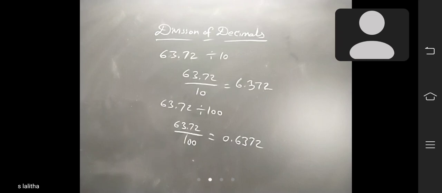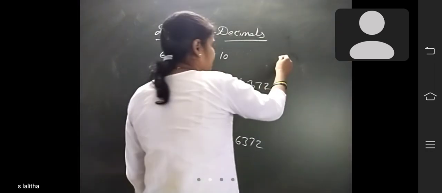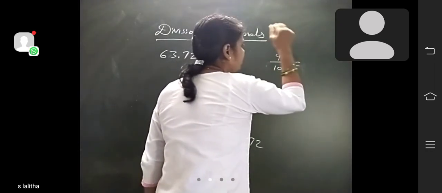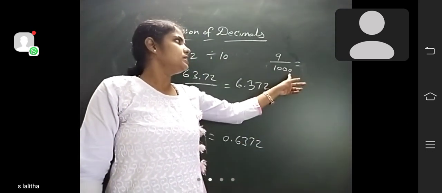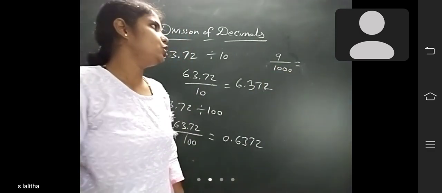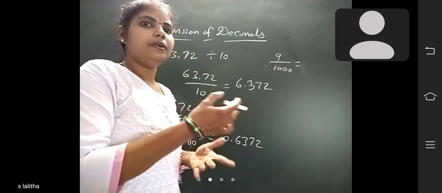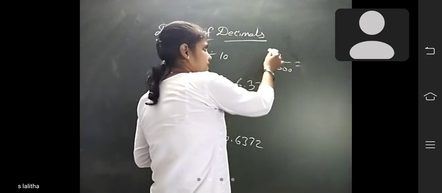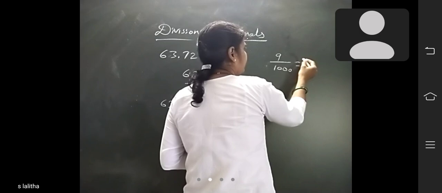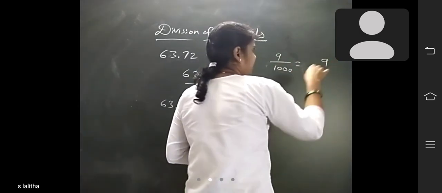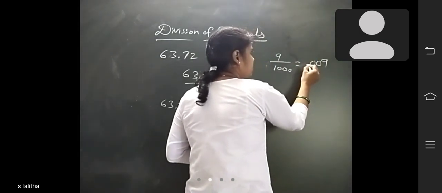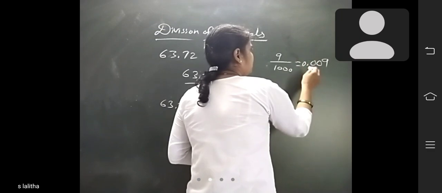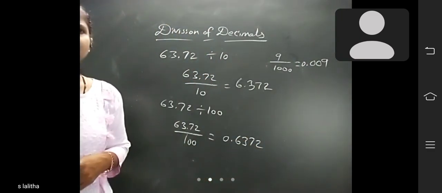Next, 9 divided by 1000. How can you do this, children? Here how many zeros are there? 3 zeros are there. So you should keep the decimal point after 3 digits, from the right side to the left side. Here only 1 digit is there. Write that number. The second digit is not there, so put 0. The third digit also put 0. Then you have to put the decimal point. 0.009.